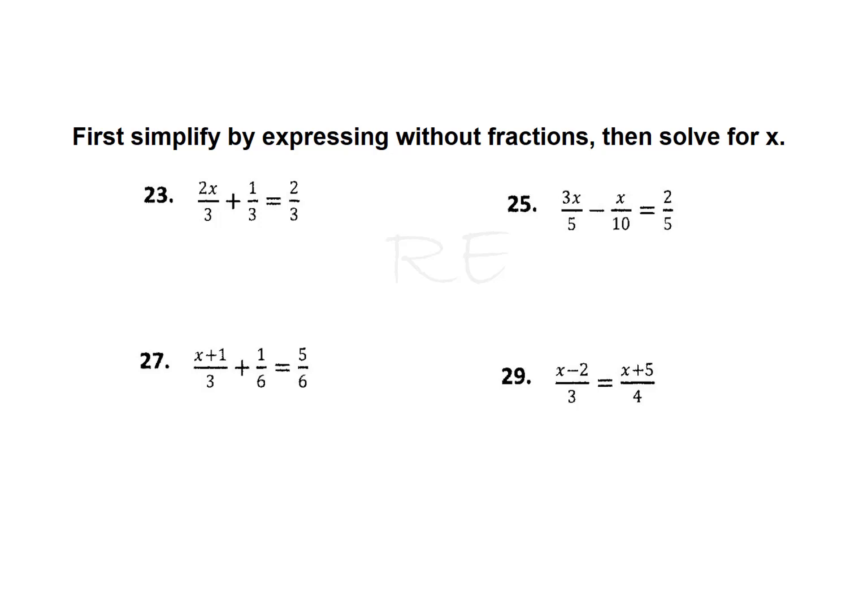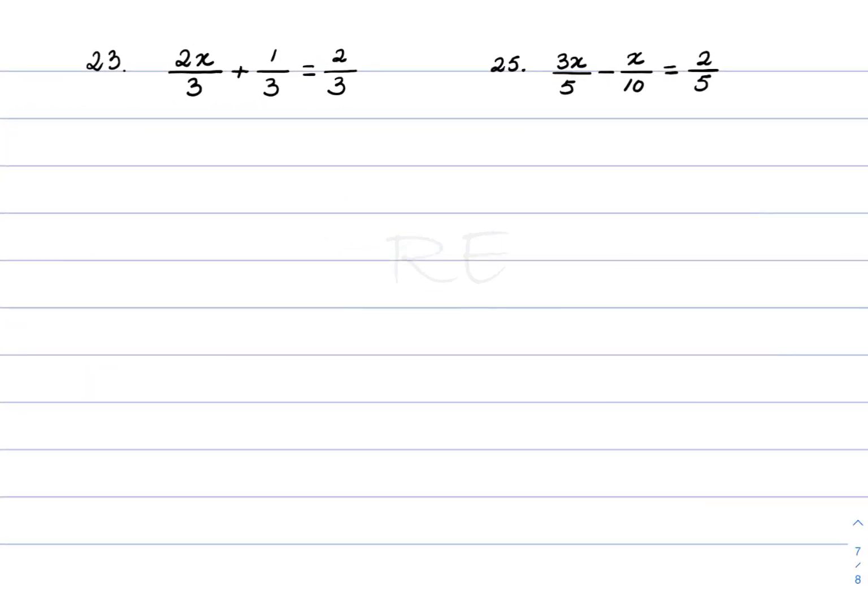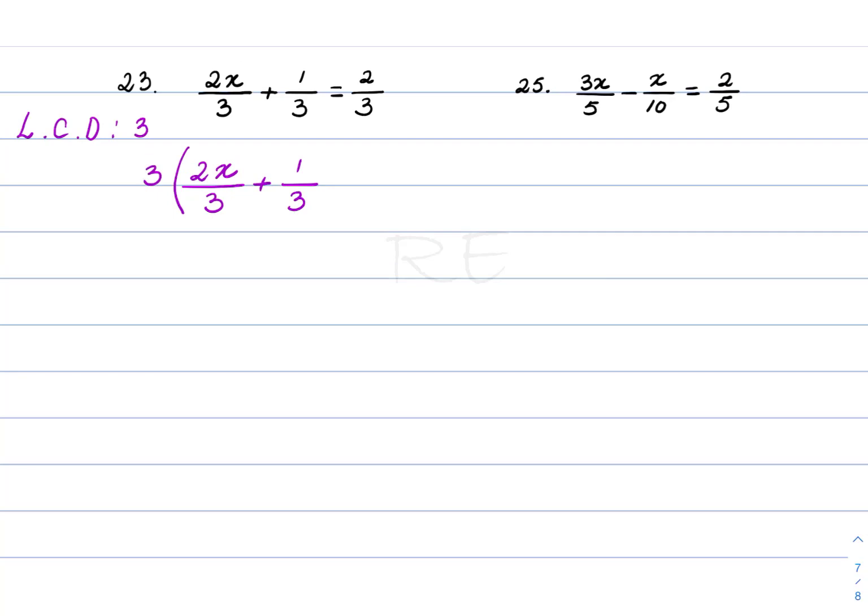We are going to clear the fractions first and then solve for x. We're going to use the LCD to clear the fraction. 23 is easy because all the denominators are the same. We just have to multiply both sides by 3, which is the LCD.